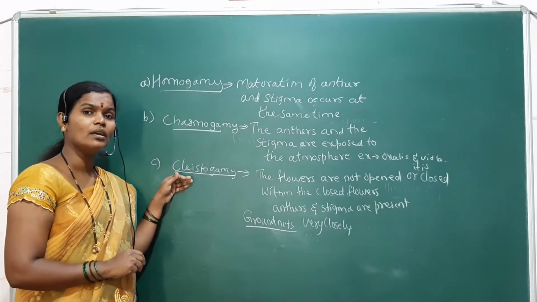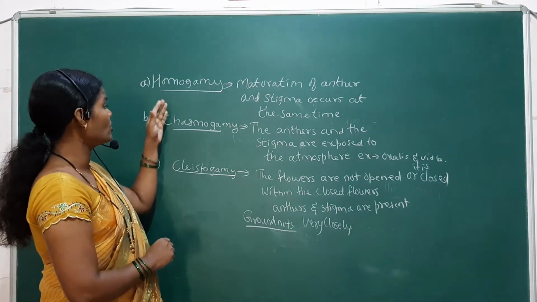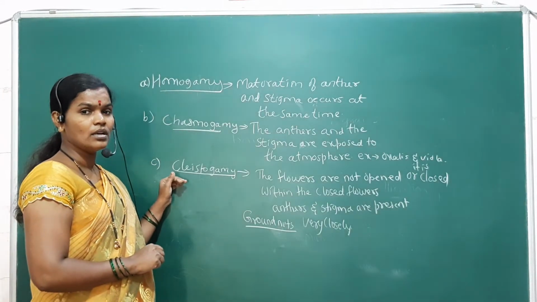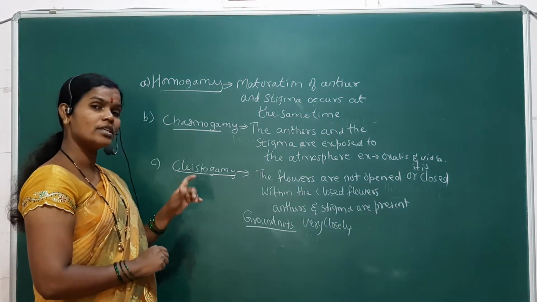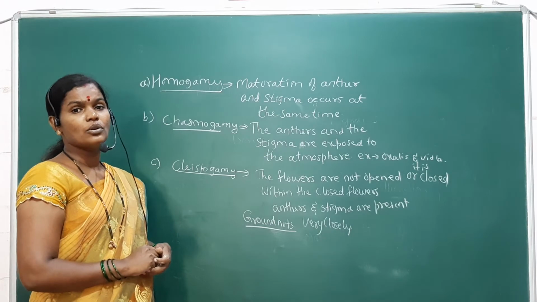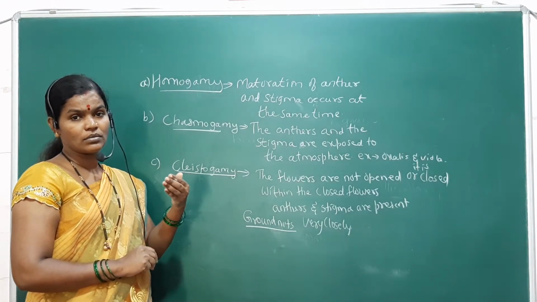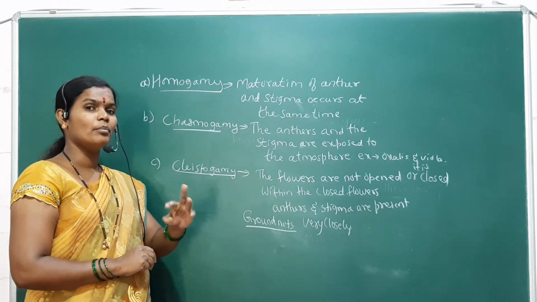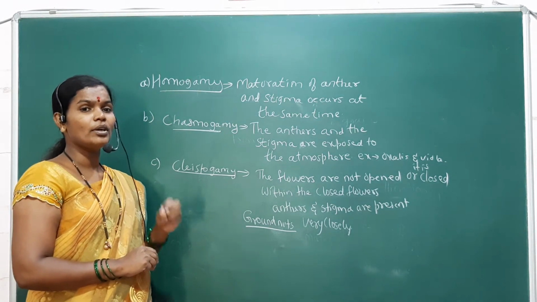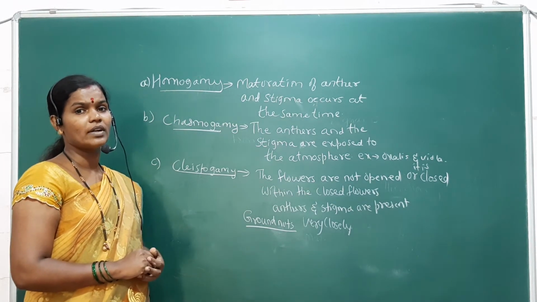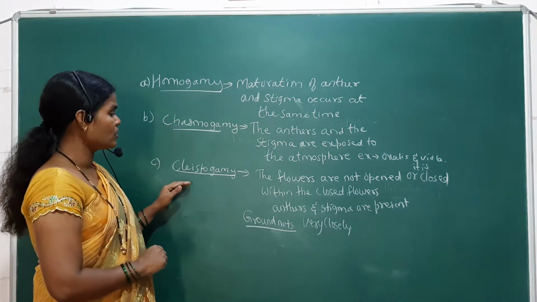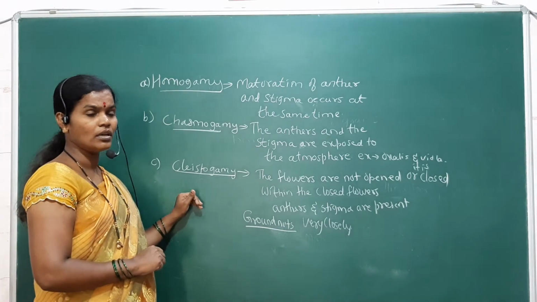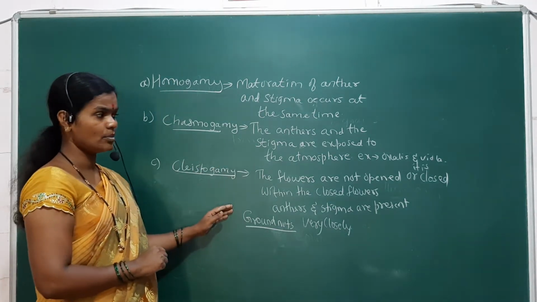In autogamy, we are going to see homogamy, chasmogamy and cleistogamy. Also we are going to see bud pollination. So autogamy means self-pollination, then cross-pollination, and bud pollination. Basically two types are there, but bud pollination is also involved nowadays in the syllabus. Have you understood this? Homogamy, chasmogamy and cleistogamy. Note down the definition and the examples here.